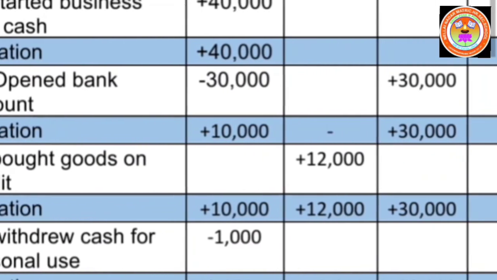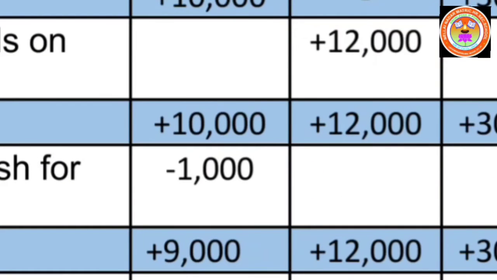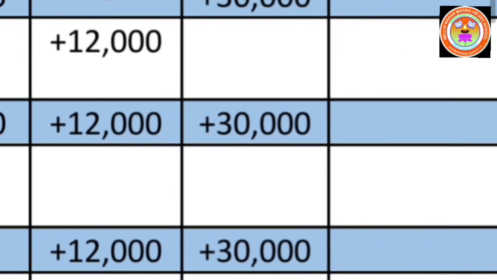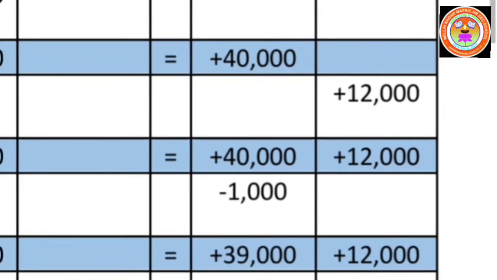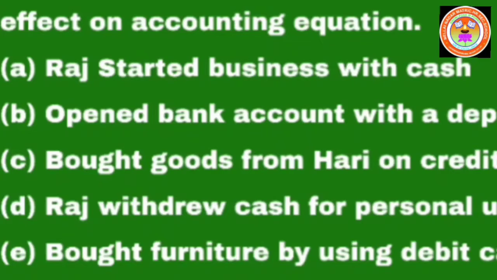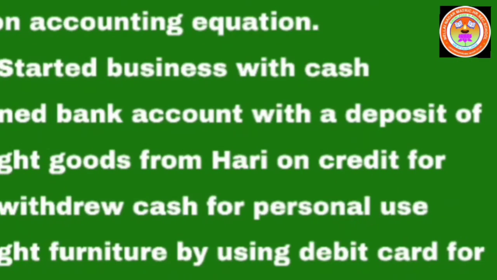Then write the equation. 10,000 plus 10,000 minus 1,000 will give you plus 9,000. 12,000 remains the same. Then 30,000 remains the same. Under the capital column, plus 40,000 minus 1,000 will give you plus 39,000. Then 12,000 under creditors remains the same. Do you understand?